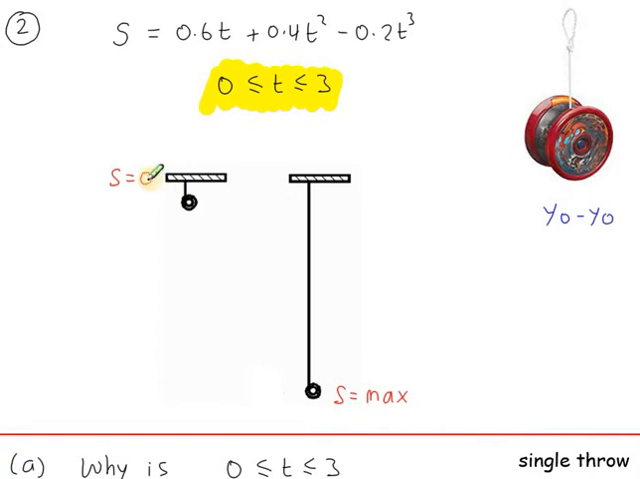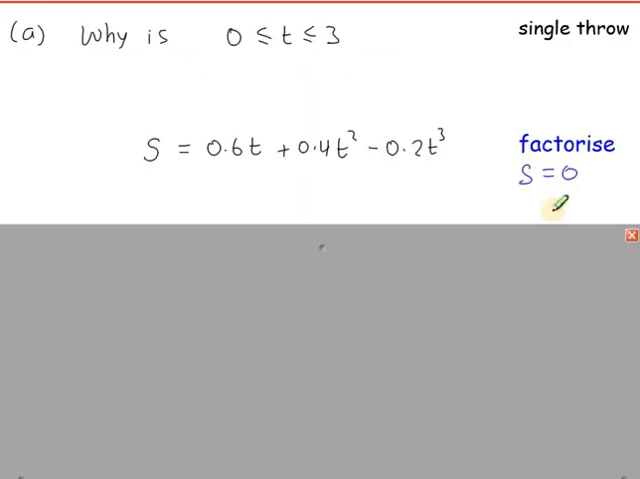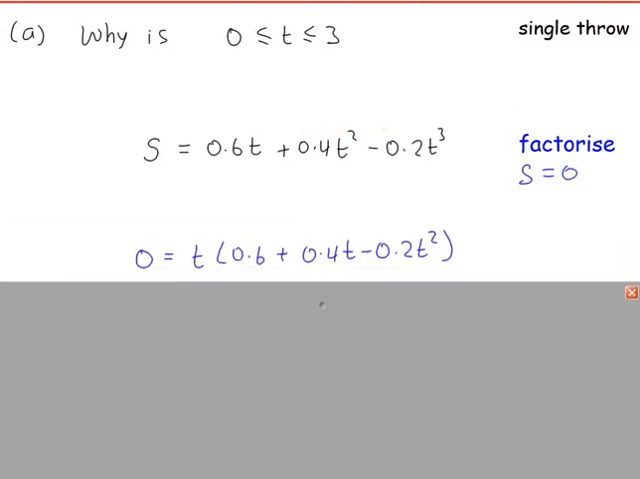Okay, so the displacement is 0 right at the beginning, and then the yo-yo extends to its maximum displacement, and then when it comes back to where it started, displacement is 0 again. So let's solve this equation for s equals 0. So s equals 0, now we factorize. There was a t in every term. I've taken a single instance of t out.